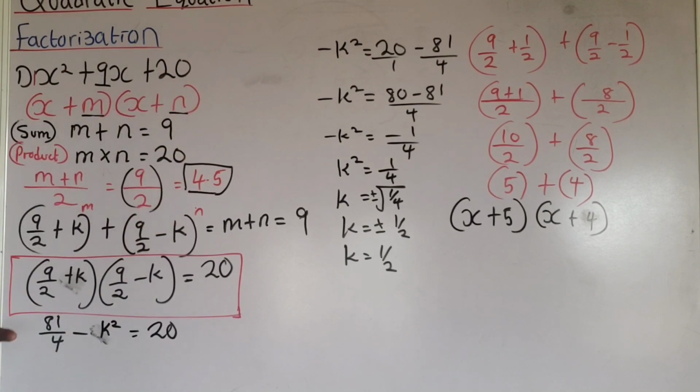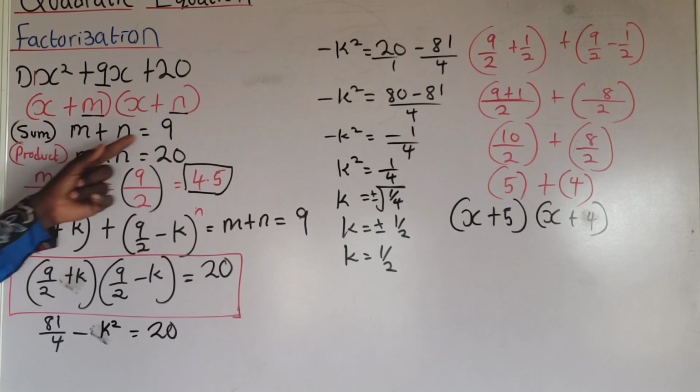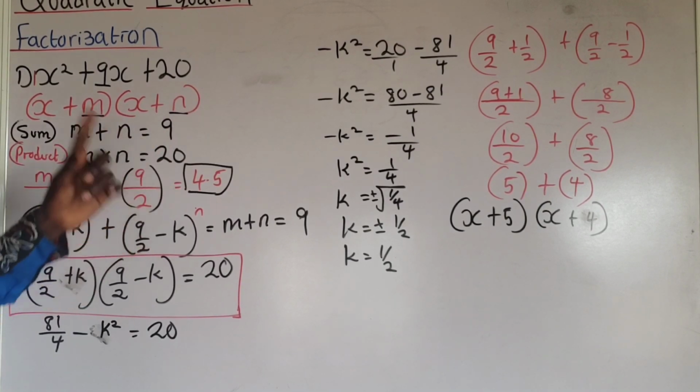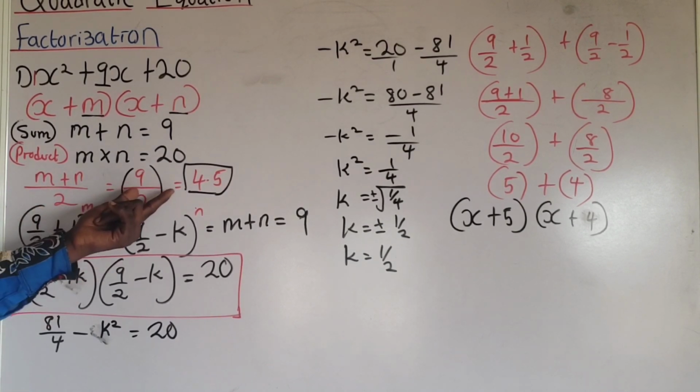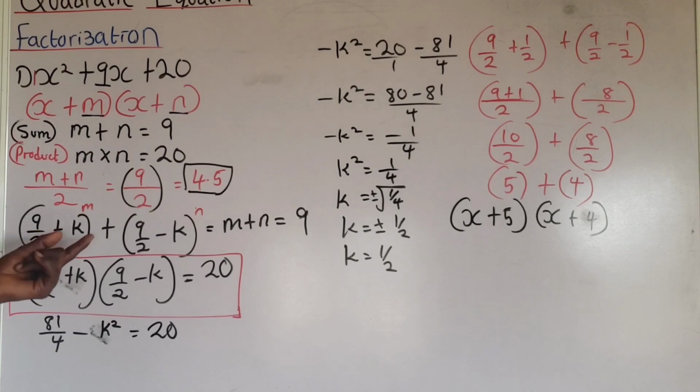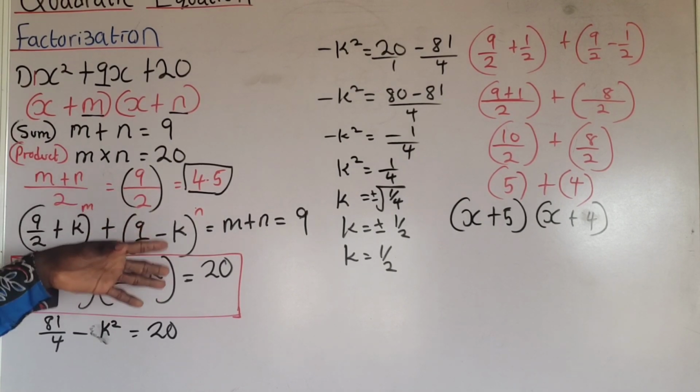Now, the next step is that you have to take the half of the sum. You understand? The sum is what? Is 9. Half of the sum is 9 over 2. You understand? So, having taken the half of the sum, the next step is that you have to increase and decrease this half by a constant. We don't know the constant, so I represent the constant by k. The half is 9 over 2. So I increase 9 over 2 by k, and then I decrease 9 over 2 by k.